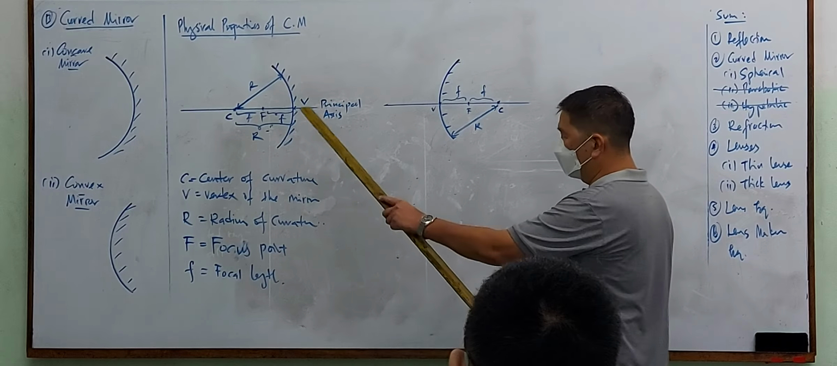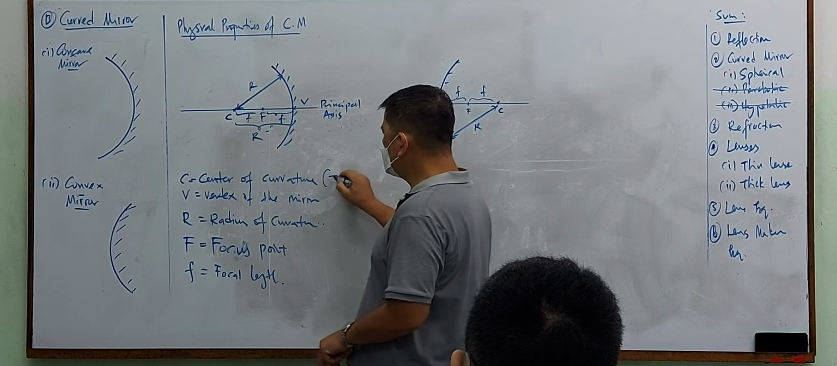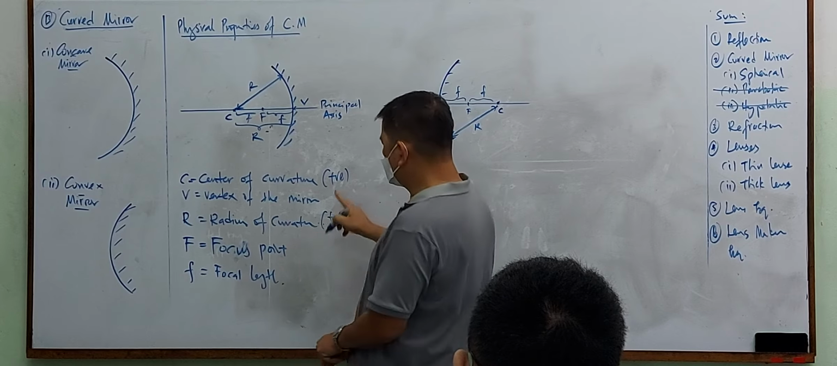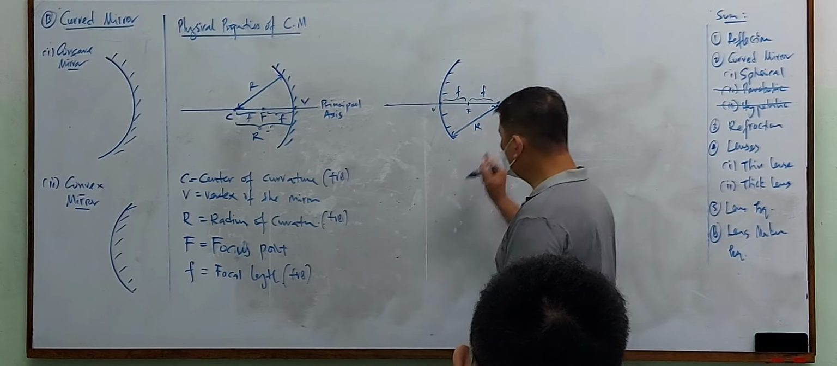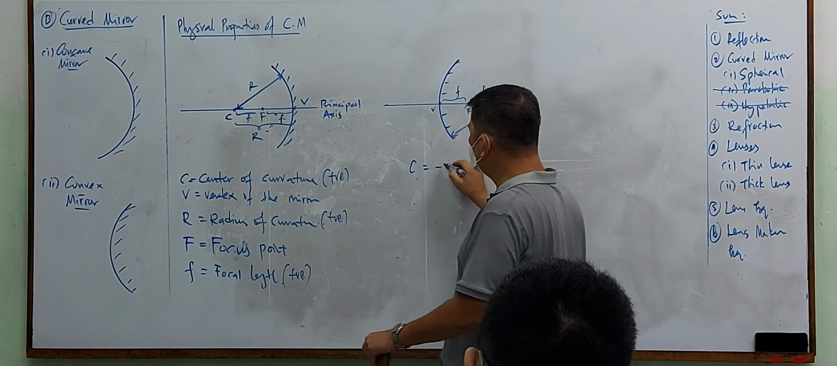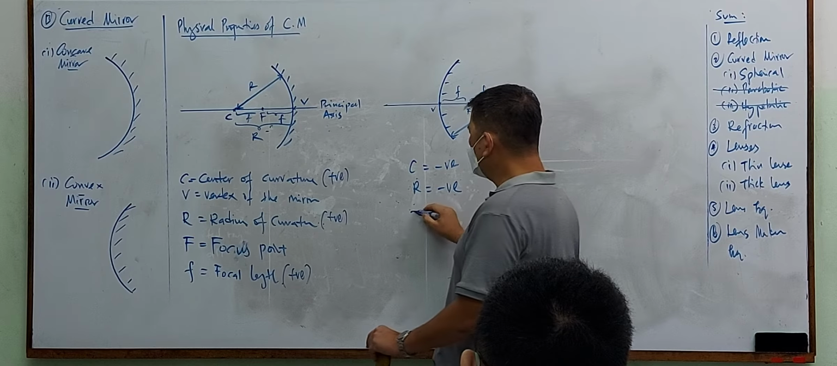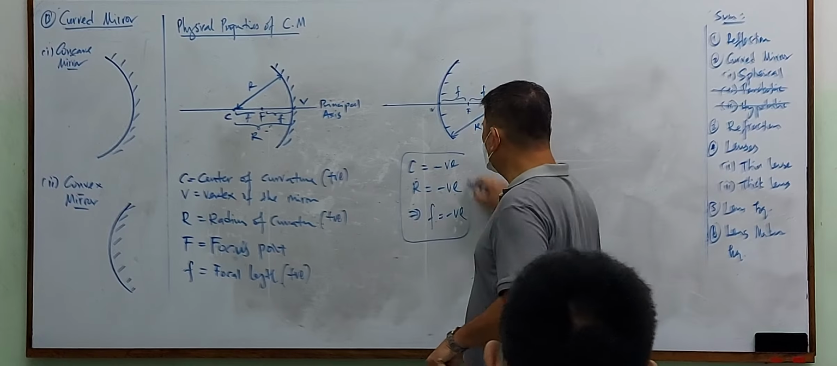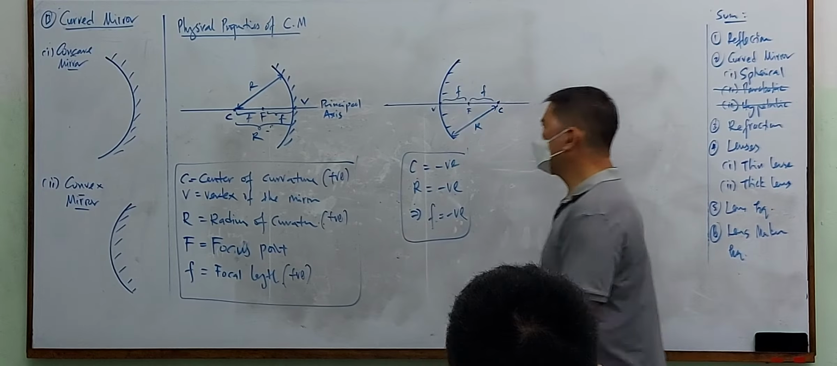For example, concave mirror. For a concave mirror, this value is positive. This one is also positive, and because this one is positive, this one is positive. But for a convex mirror, the C is defined to be negative, thus your R is negative, and because of that, your F is a negative value. So that is the difference between concave and convex mirror.